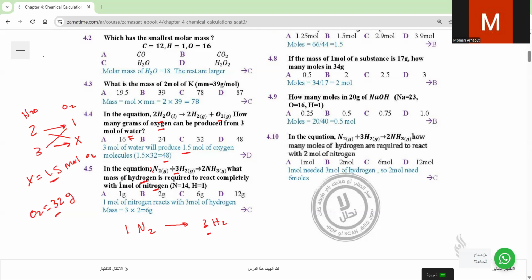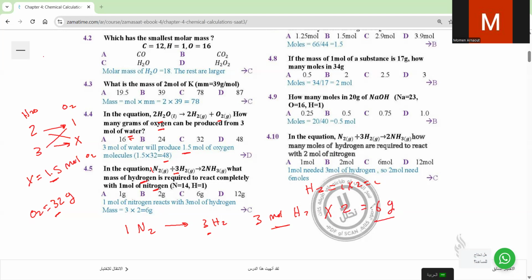The question is: what mass of hydrogen is required to react completely with 1 mole of nitrogen? There is 1 mole of nitrogen, and 3 moles of hydrogen are needed to react with it. So what is the mass of 3 moles of hydrogen? 3 moles times the molar mass of H2, not H. The molar mass of H2 is 1 times 2 equals 2. So 3 moles times 2 equals 6 grams.